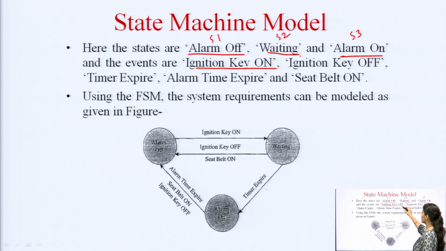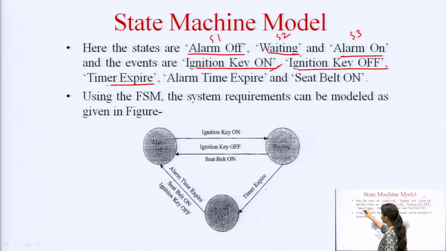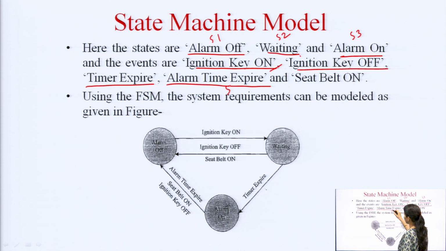So, the ignition key is on, the ignition key is off, the timer has expired or not, the alarm time of 5 seconds has expired or not, and the seat belt is on. The alarm timer was 10 seconds and the alarm time was 5 seconds. So, these are the events, and the states are alarm off, alarm on, or waiting for the stimuli. So, using the finite state machine, this can be modeled like this.